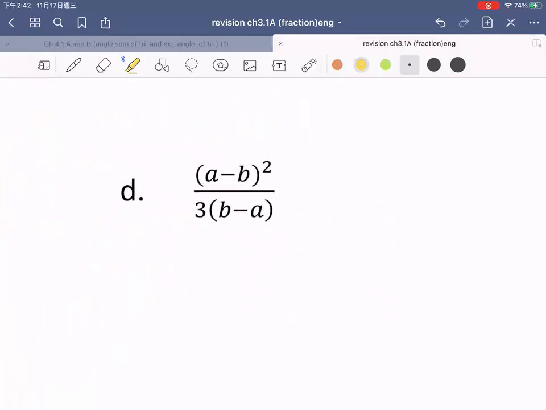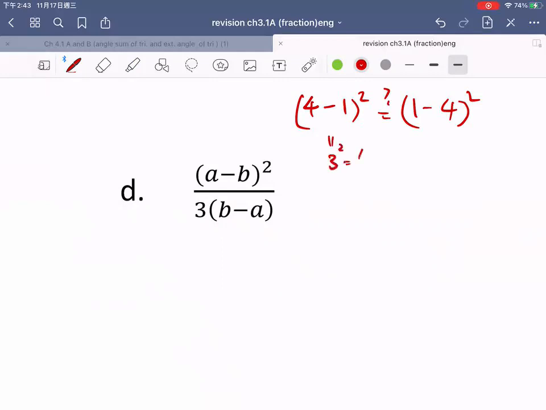And this one, again, in fact, you know it. We just talked about the previous one, where we have 1 minus 4 and 4 minus 1 squared. That is 1 minus 4 squared. They're the same, right? Because in this way, 4 minus 1 is 3, 3 squared, of course, is 9. And this one, 1 minus 4 is negative 3, squared, of course, 9.